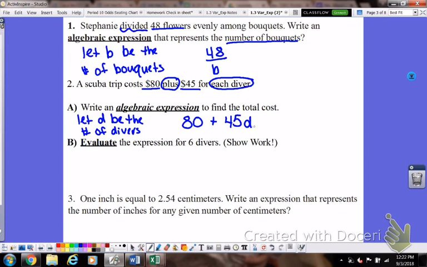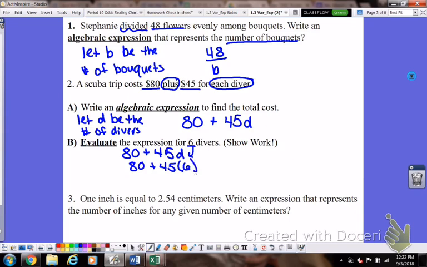Now for part B, evaluate the expression for 6 divers. Make sure you show your work. When we show our work, we always start by rewriting our expression. So 80 plus 45D, back from part A. Now to evaluate, we want to decide, what do we now know? We know there are 6 divers, so we're going to substitute that 6 in for D. To show that substitution step, 80 plus 45 times 6.